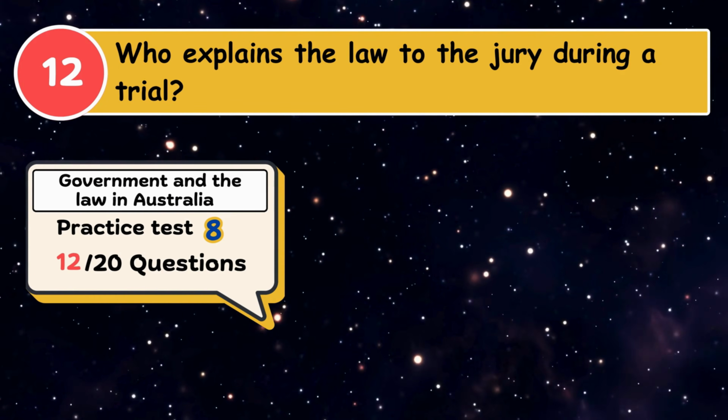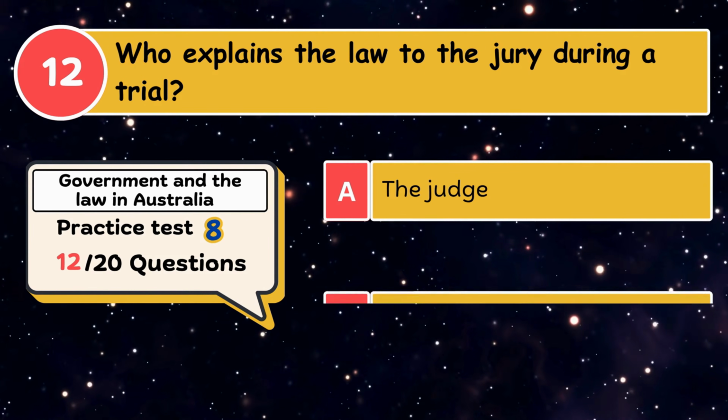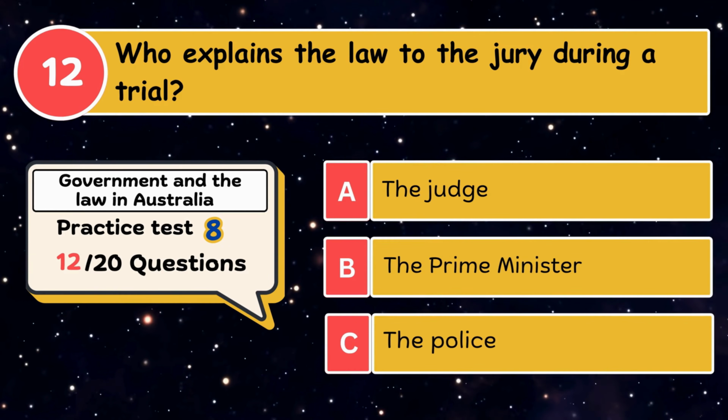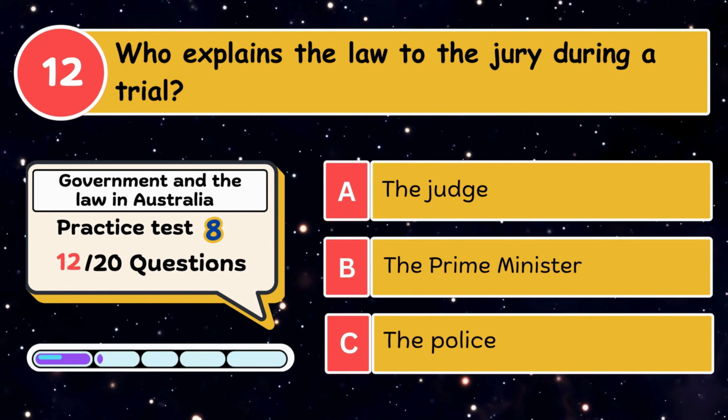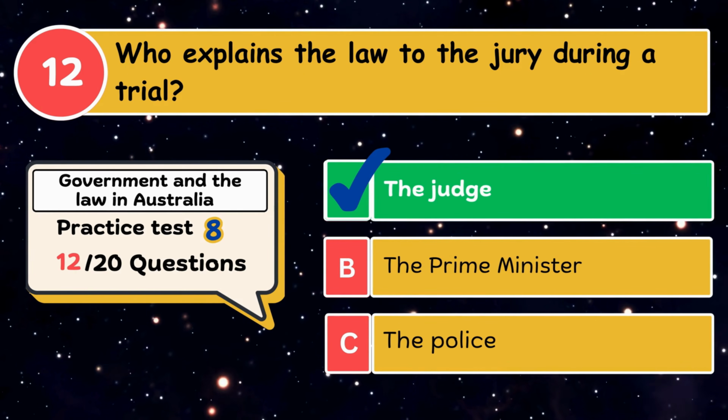Who explains the law to the jury during a trial? A. The judge. B. The Prime Minister. C. The police. The correct answer is the judge.